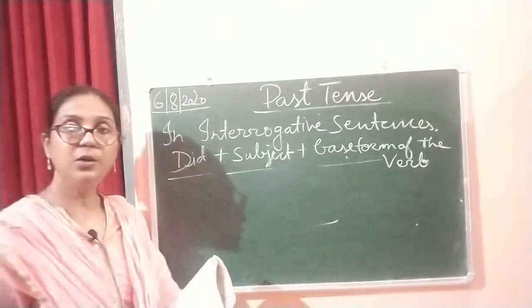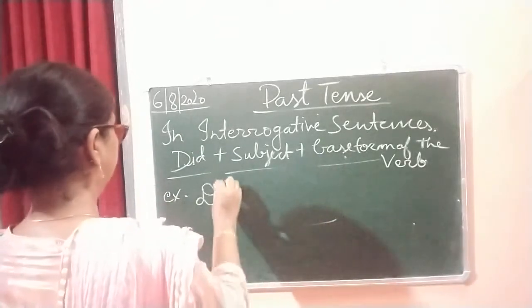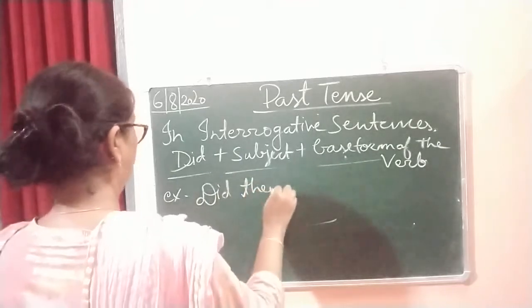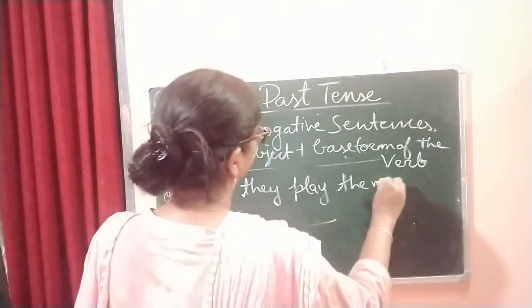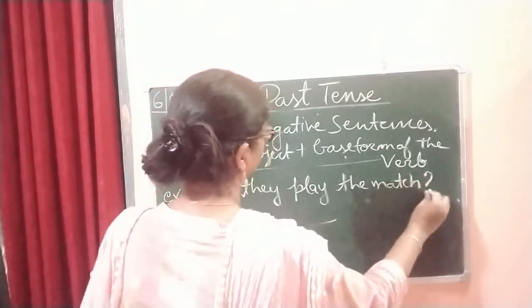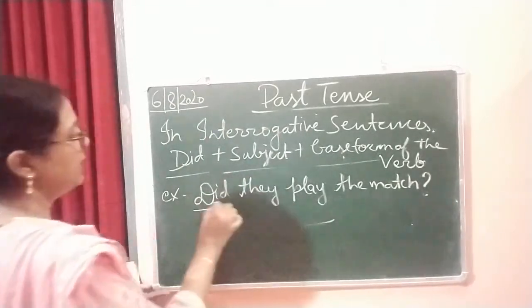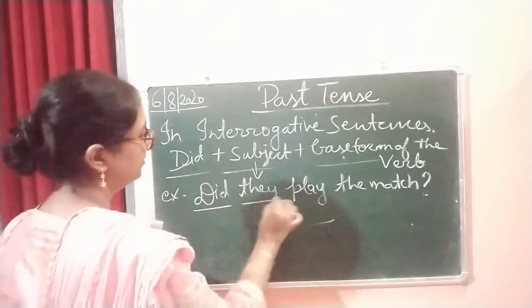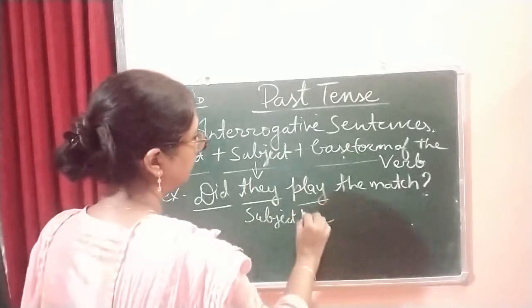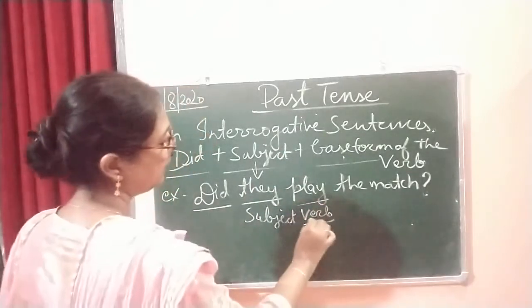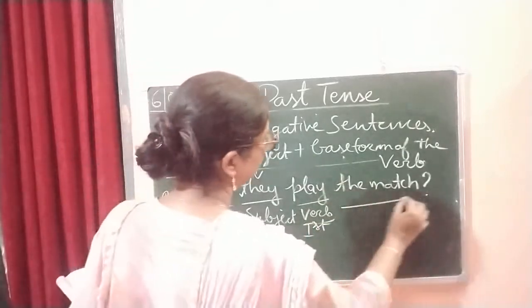Suppose I am going to write an example: Did they play the match? So here you can see did is there and then subject. This is subject. This is verb. This is first form, or you can say the base form.